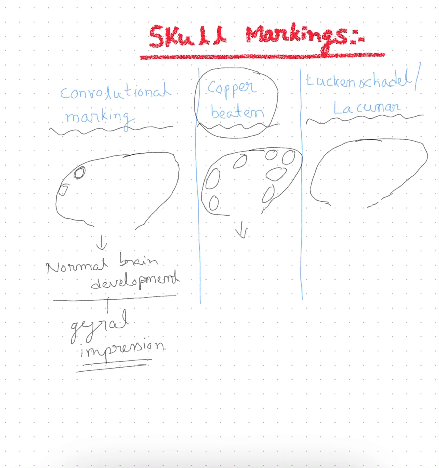Why does it happen? Whenever there is any pathology which leads to increased intracranial tension, it will lead to impact in the form of impressions over the inner table of the skull. The reason behind the increase in intracranial tension will be either obstructive hydrocephalus or craniosynostosis, the premature fusion. They will lead to the copper beaten appearance of the skull.